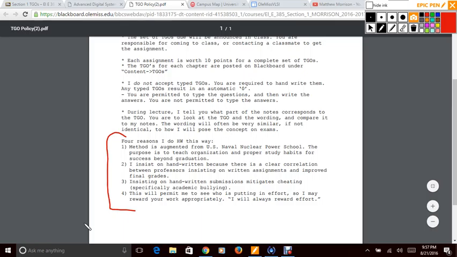Number three, insisting on handwritten assignments mitigates cheating, specifically academic bullying, which I've alluded to before. And number four, this will permit me to see who's putting in effort so I may reward your work appropriately. Even though you're basically copying notes every day, it is very clear who's doing the effort and who isn't. You'll hear me say this over and over again whenever you get in a situation where you're struggling on exams or struggling on quizzes. I'll tell you why I will always reward effort. If you're working hard, you will pass my class. Plain and simple.